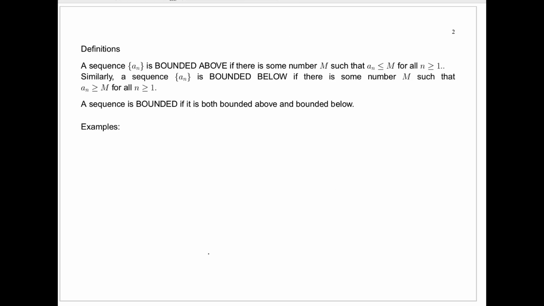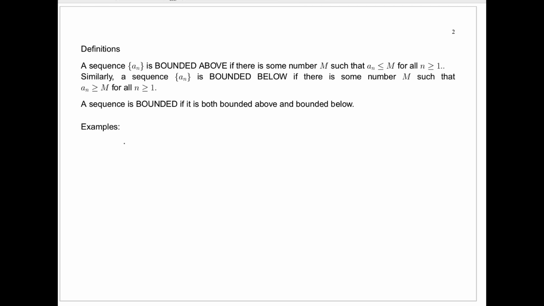Here are some more important definitions. We say a sequence is bounded above if there's some number m such that a sub n is less than or equal to m for all n greater than or equal to 1. And similarly, we say the sequence is bounded below if there's some number m such that a sub n is greater than or equal to m for all n greater than or equal to 1. We call a sequence bounded if it's both bounded above and bounded below.